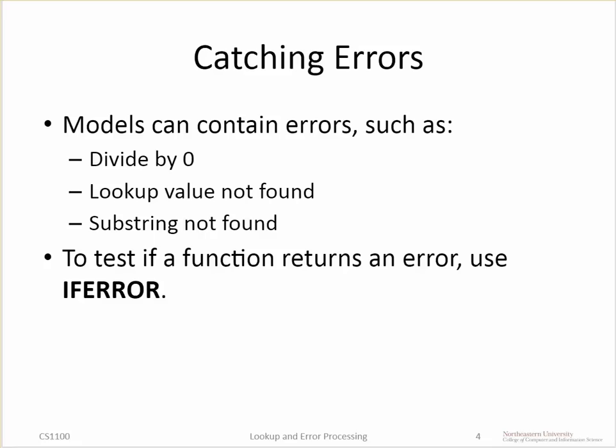Now that's not the only kind of error that can occur. For example, let's say you do some kind of division. What if you divide by 0? Or what if you do some kind of processing and the substring can't be found? Or you do a match lookup and the match cannot be found. So in that case, using ifError can make your spreadsheet a lot more robust because it doesn't fail when an operation fails.